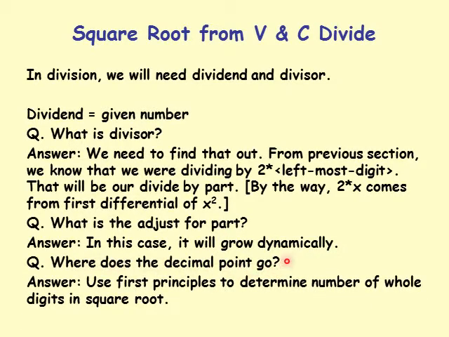Where does the decimal point go? See, we were dividing in two steps in the previous example, first by 1000 and then by 3. And division by 1000 gave us a hint of where the decimal point goes. We don't have a two-step division here, but we still need to figure out where the decimal point goes. Let's use first principles to determine the number of whole digits in the square root. After we know the whole digits in the square root, we can determine where the decimal point would go.